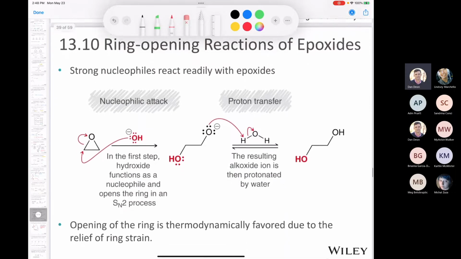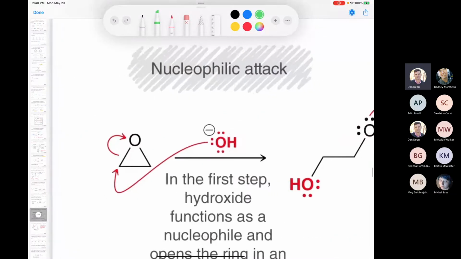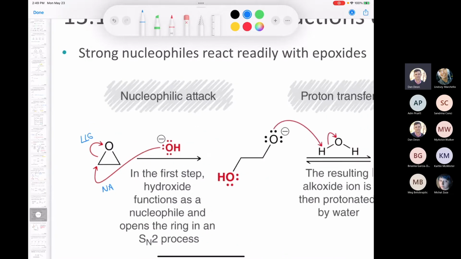It says strong nucleophiles react readily with an epoxide. Here's a hydroxide. Hydroxide is a really strong nucleophile. You have an epoxide. Remember that in the epoxide, there's two dipoles. There's a dipole going here, and there's a dipole going here. So both of those carbons are delta plus. But since it's symmetrical, you could draw the arrow to either one. It doesn't matter. And so we have our nucleophilic attack occurring, and this is like a loss of leaving group, so to speak, to make the alkoxide.